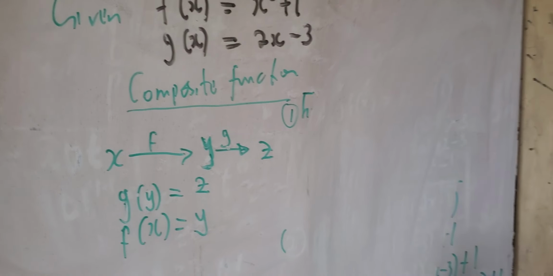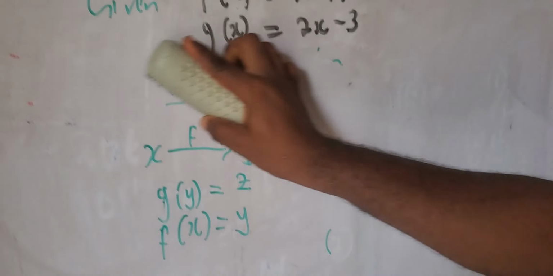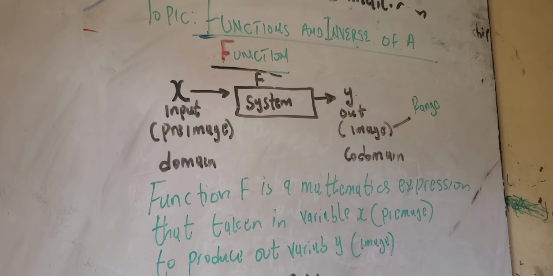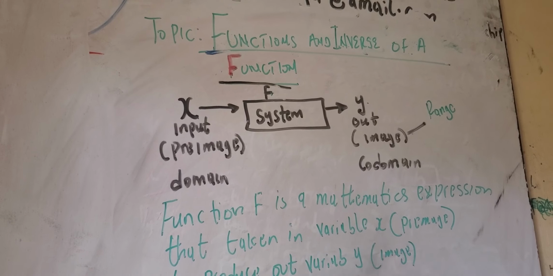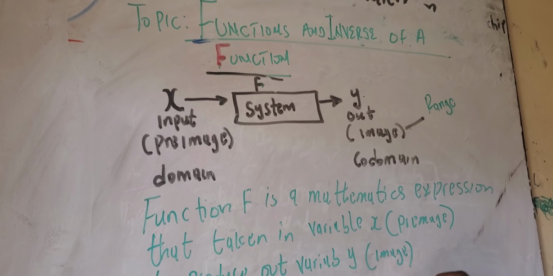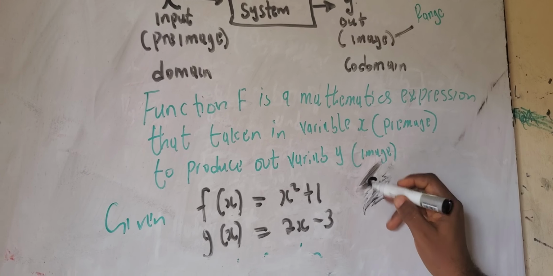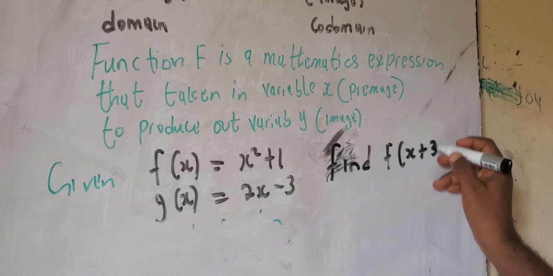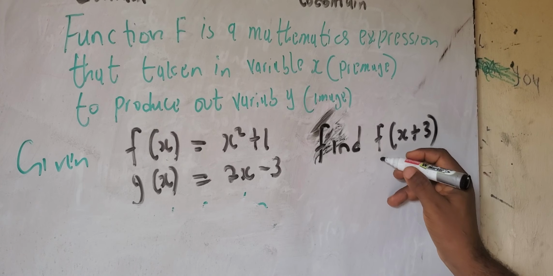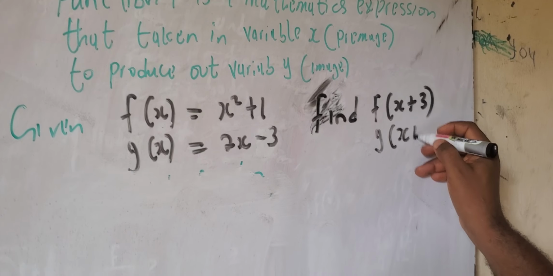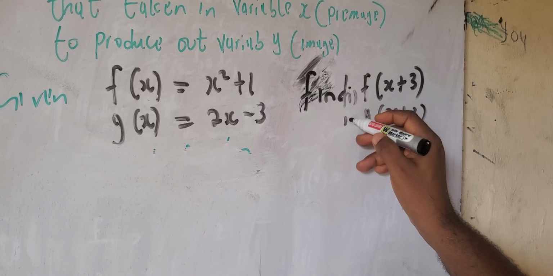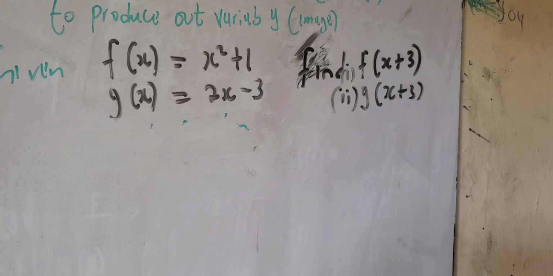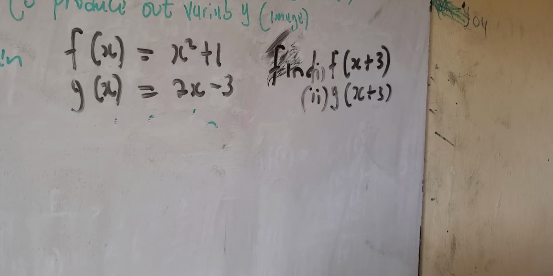Now, we move down to this particular topic that we have here, which is functions and the inverse of a function. You are given this function. The question says find f of x plus 3 and g of x plus 3. This is case 1 and case 2. We have been given what f of x is doing here, and we are asked to find f of x plus 3. How do we do that?